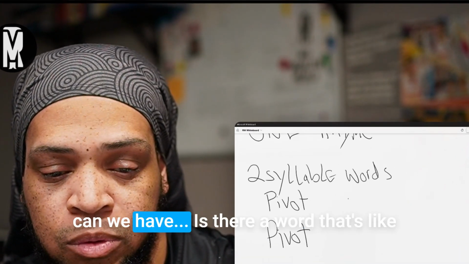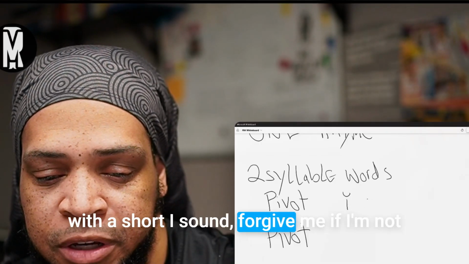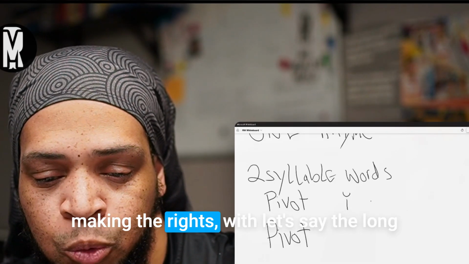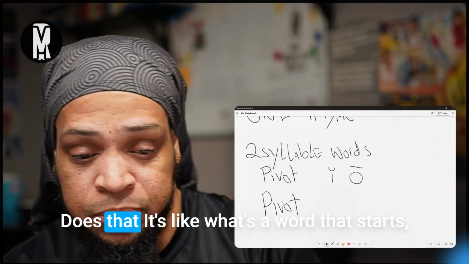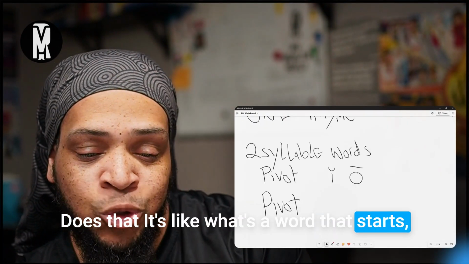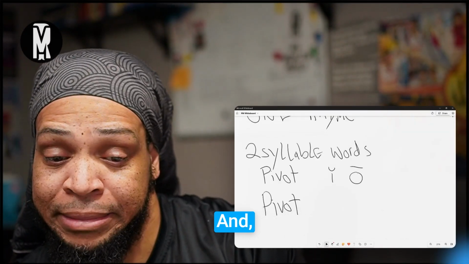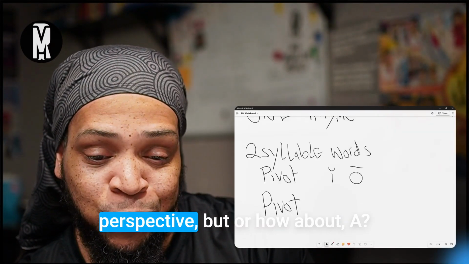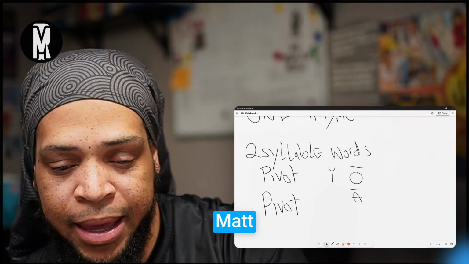Like here we have, is there a word with a short I sound? Forgive me if I'm not making it right. With, let's say, the long O sound. What's a word that starts two-syllable words that has I and then O? It's hard for me to think from just the sound perspective, but how about A, Matt?